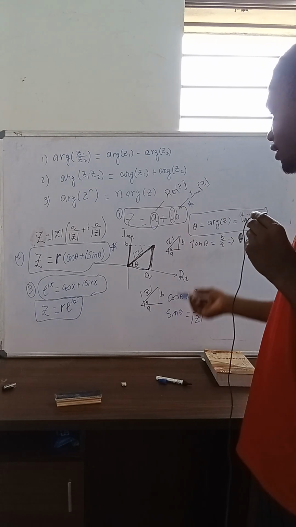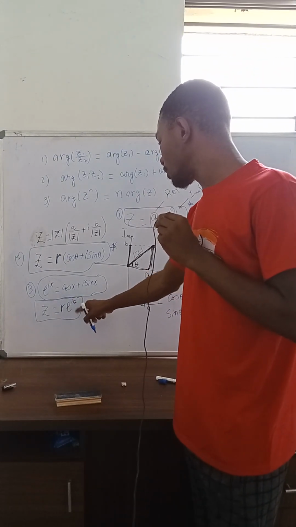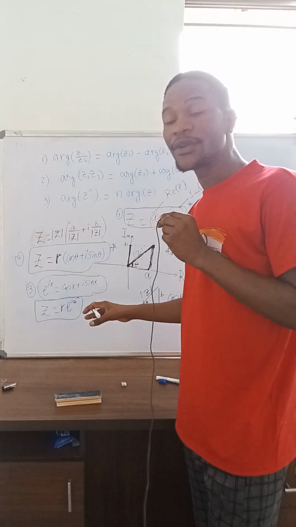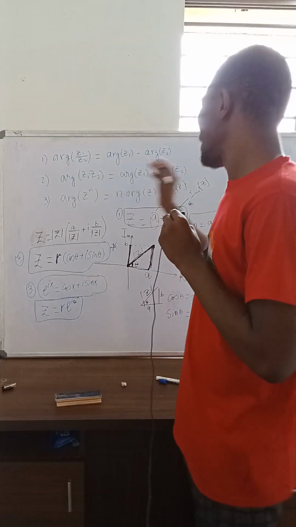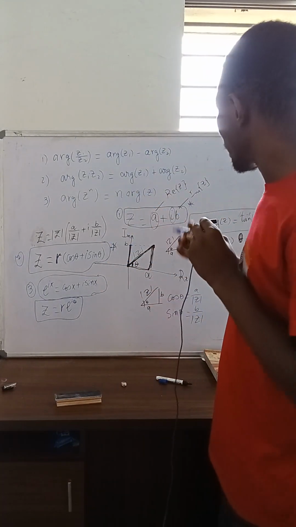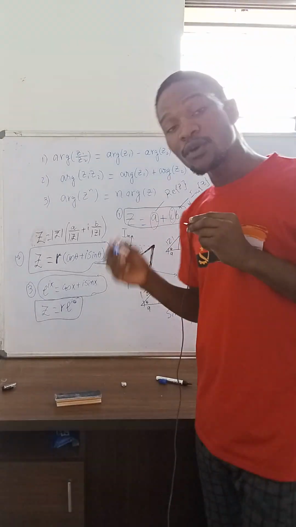Okay, that's all. So because e raised to i theta will be what? It will be cos theta plus i sin theta, as you have here by Euler's equation. Okay, so these are the two ways to write your argument, to write your complex number.